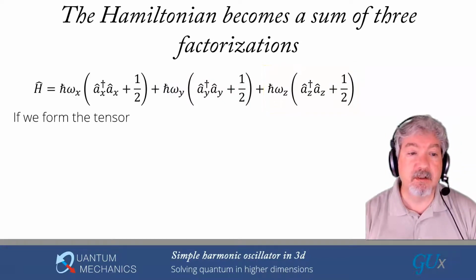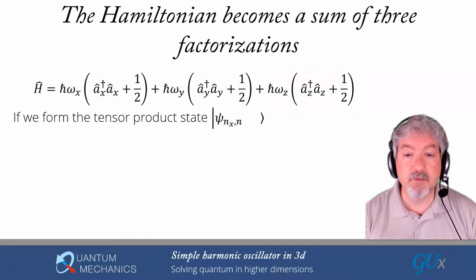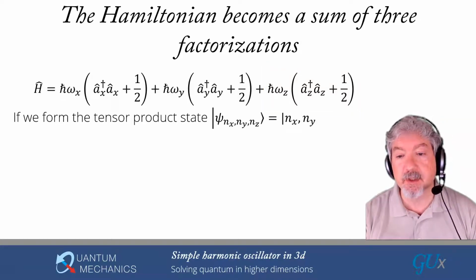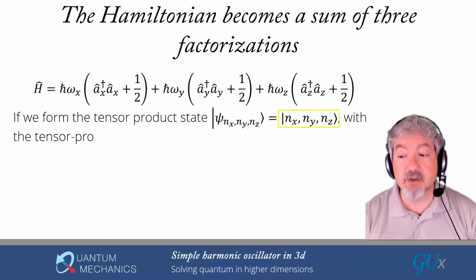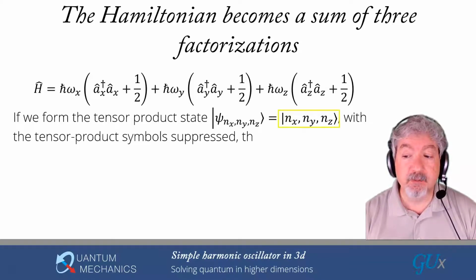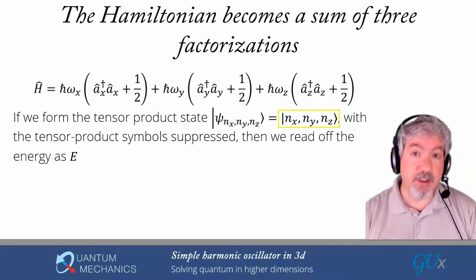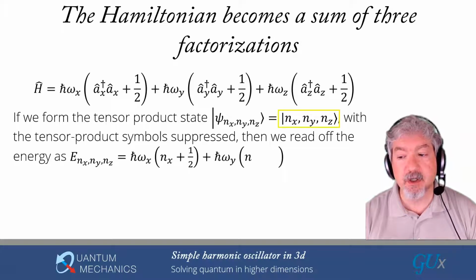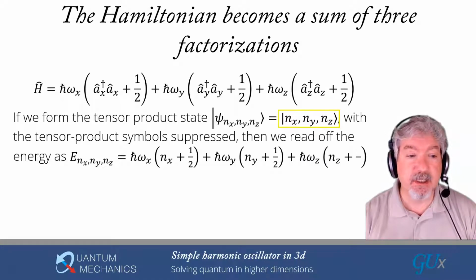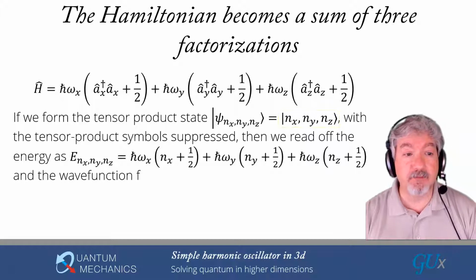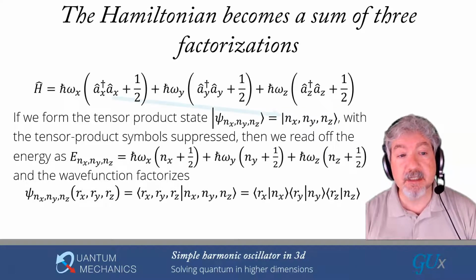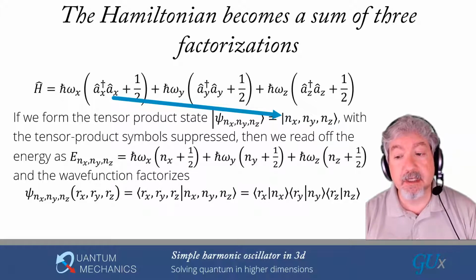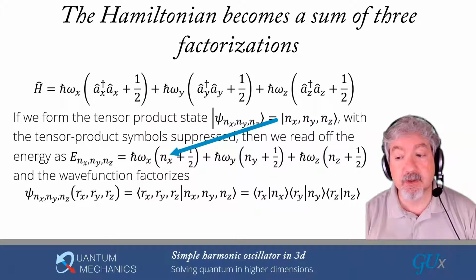Now, what about the tensor product state? Well, we're now going to use this compact notation where we put the nx, ny, and nz just in one bra. We'll do a similar thing in the kets. We often put commas between the numbers so that we can differentiate that they really are acting on the different states. And then, of course, we just read the energy off. When the a dagger x ax acts on this state, remember it only acts on the nx part. And it's going to give me nx because it's a number operator. So I'll get nx plus a half times h bar omega x.